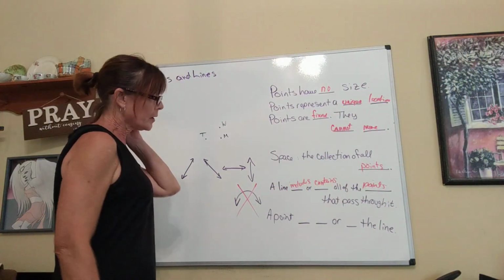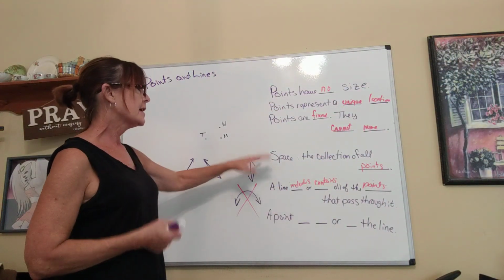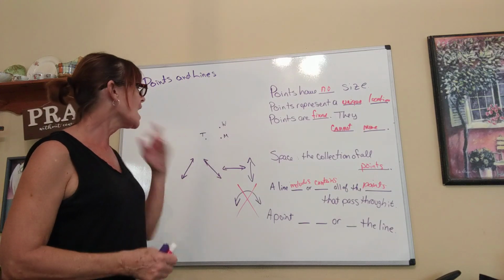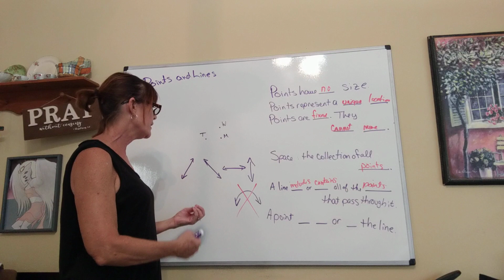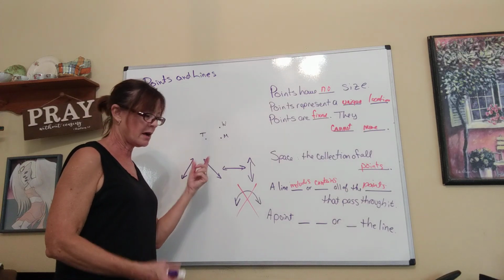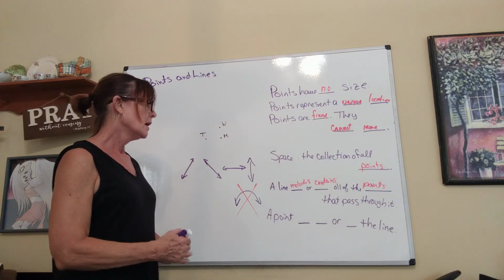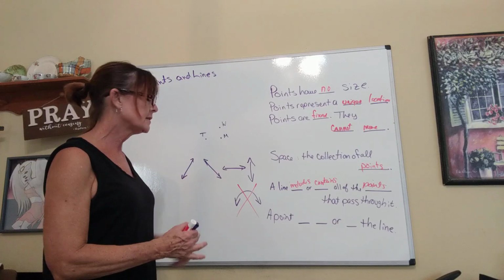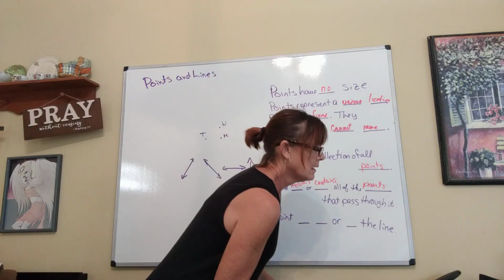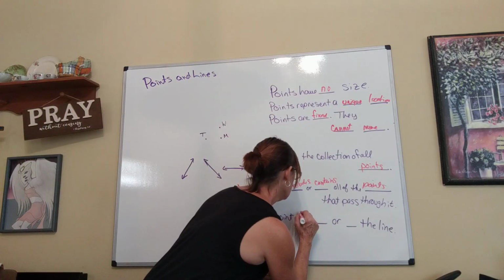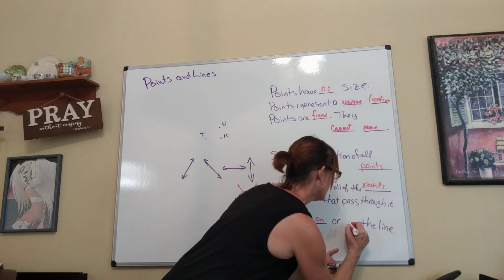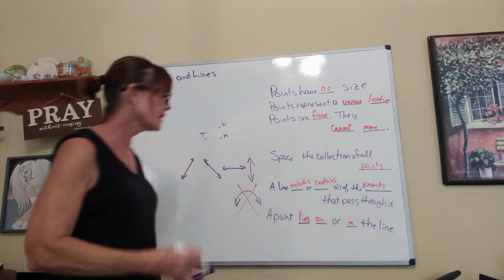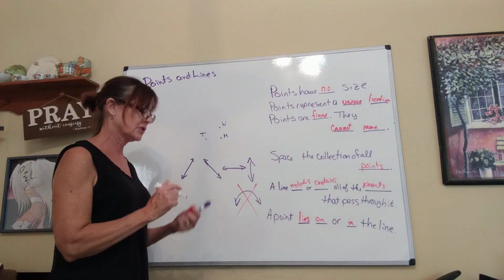So, what do we say? Space is a collection of all points. A line includes or contains all of the points that are on that line, all of the points that pass through it. A point, we say, lies on or in the line. So, here are some little definitions.